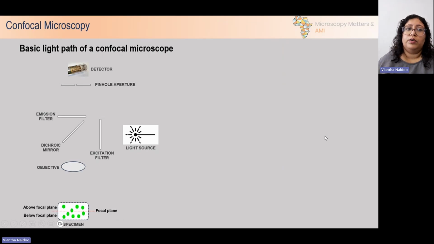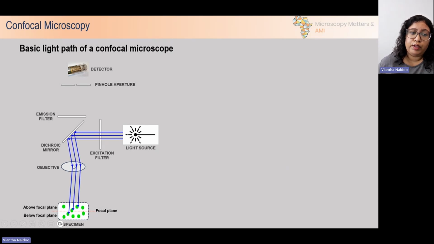So let's go to the basic light path of a confocal microscope and see how that compares to a wide field microscope. So again, we start with the light source, but here the light source is a laser, and that helps narrow down the wavelength that is used for the excitation. So that light goes through the excitation filter, which blocks out any wavelengths we don't want, again goes to the dichroic, through the objective, and to our sample, very similar to wide field.